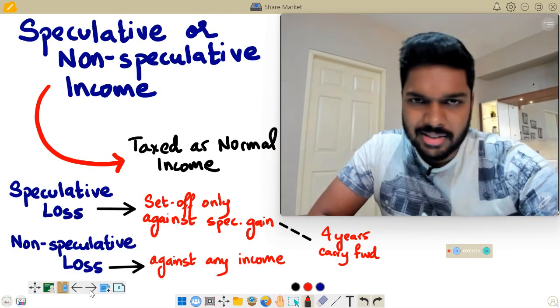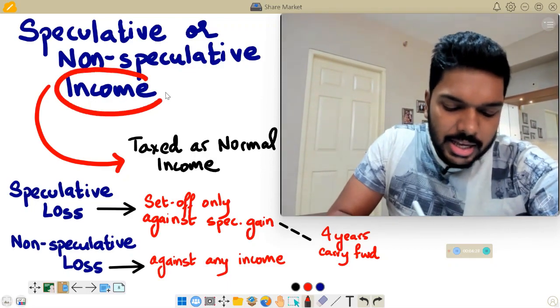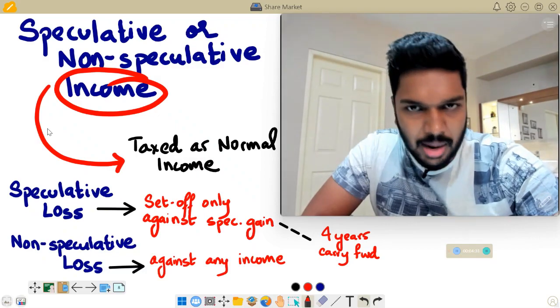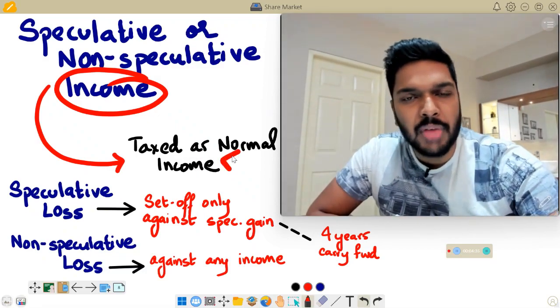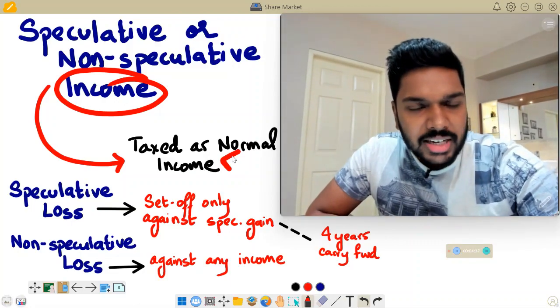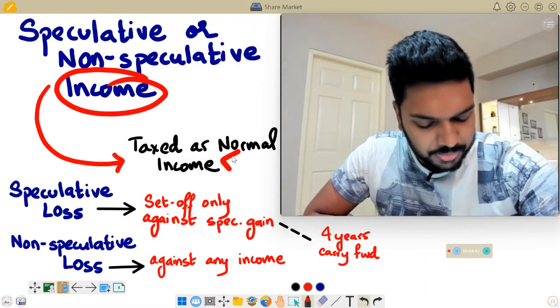As far as taxes are concerned, on your speculative or non-speculative income, there is no specific tax rate which is applicable. It will be taxed as per your normal income, which means when you compute your total income at the time when you file your return, you treat it as your normal income and then normal tax slabs and rates will be applicable on the same.